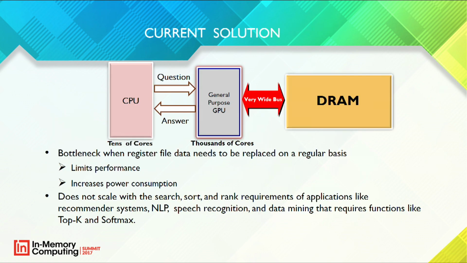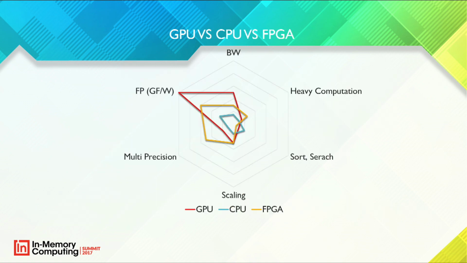The current solution today is that we have a CPU and a general purpose GPU connected through a very wide bus to external DRAM. That limits performance because of the I/O, and it also increases power consumption. It does not scale if we want to do, for example, sort and search, or a function like similarity search, not exact search, top K. It's very complicated to do that in this type of architecture.